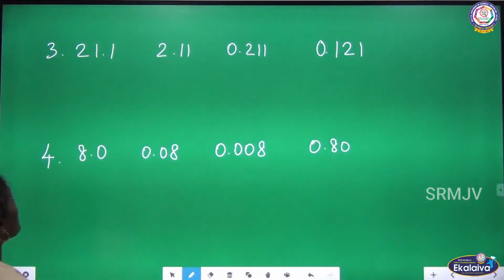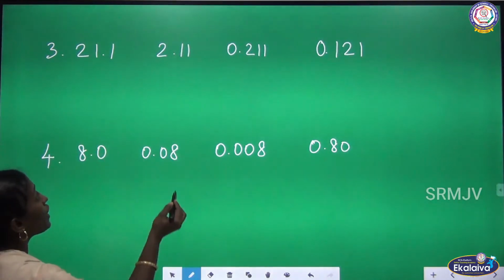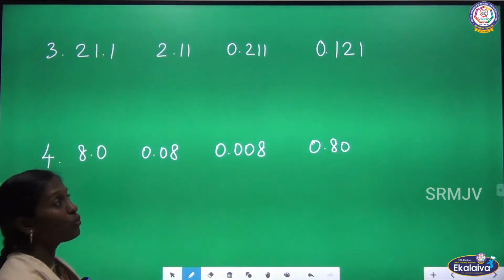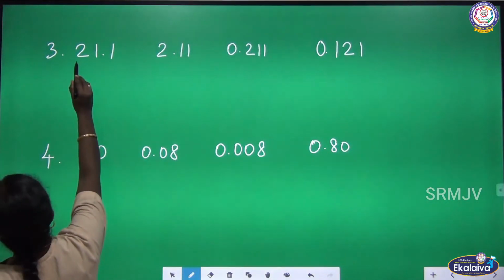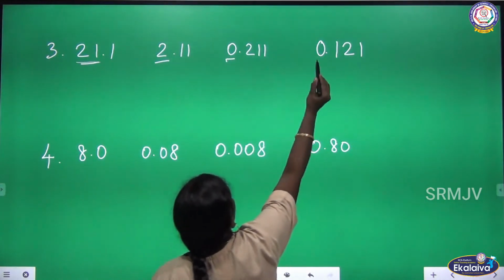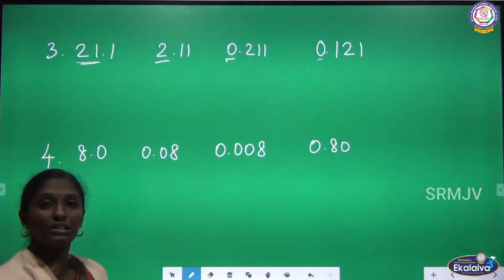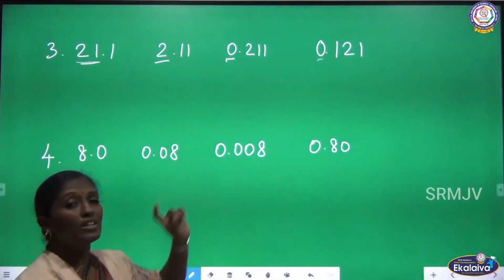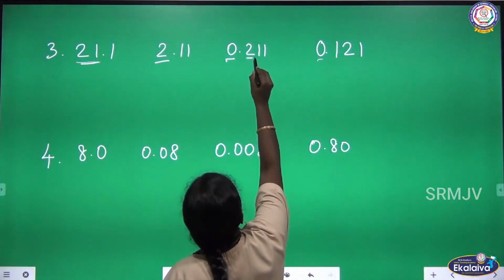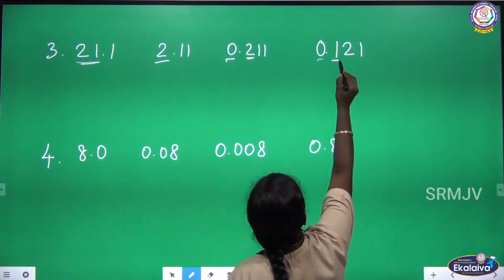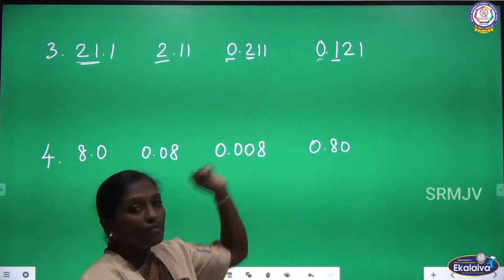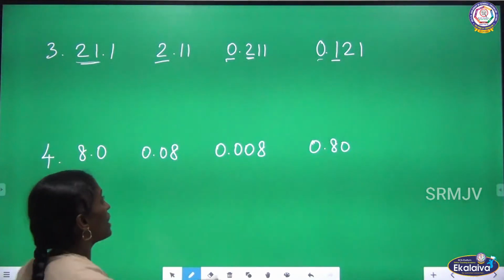Then the next question: 21.1, 2.11, 0.211, 0.121. First we have to compare the whole number part: 21, 2, 0, 0. So 0 is the smaller number. In these two decimal numbers we are having 0. So what we have to do? In these two decimal numbers we have to check the first decimal place. Here 2, there 1. So 1 is the smaller.